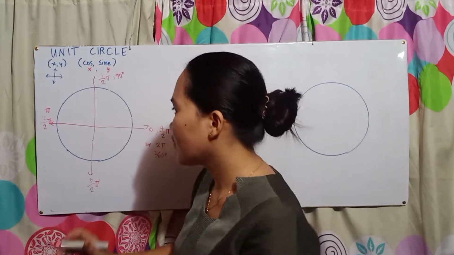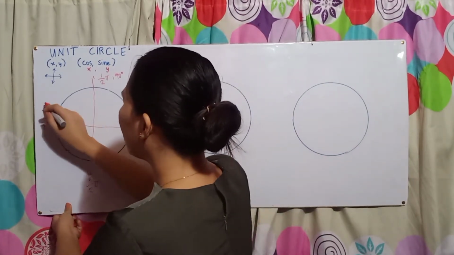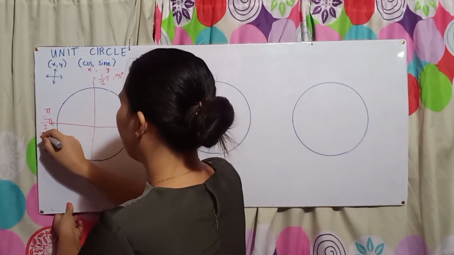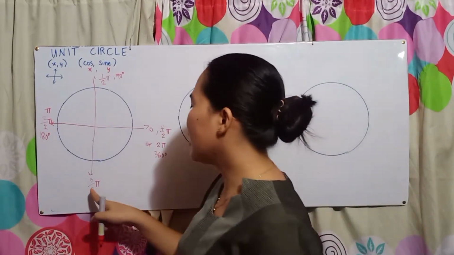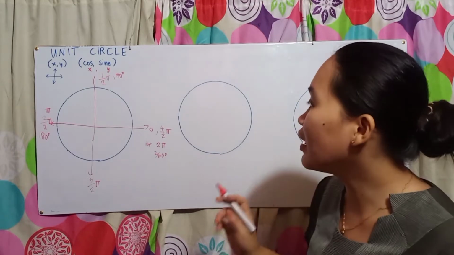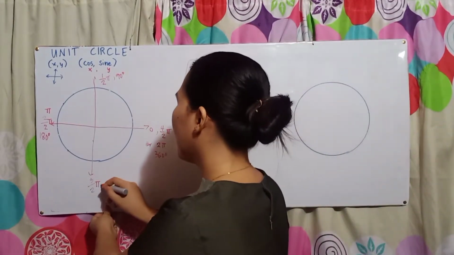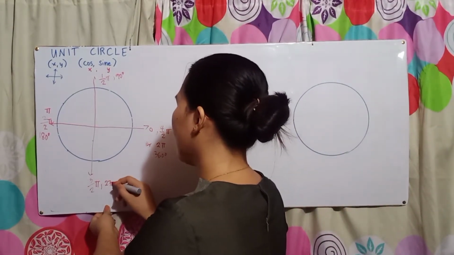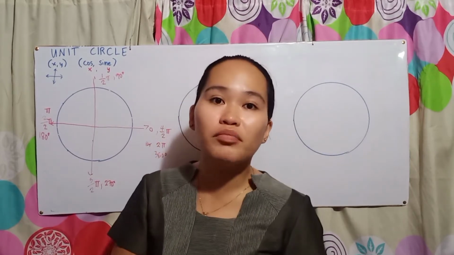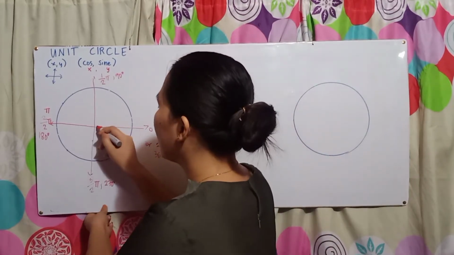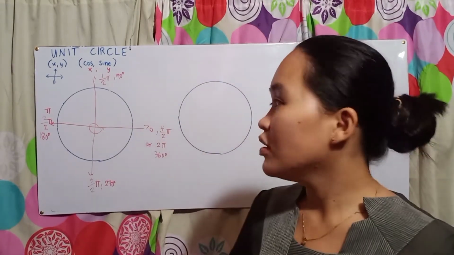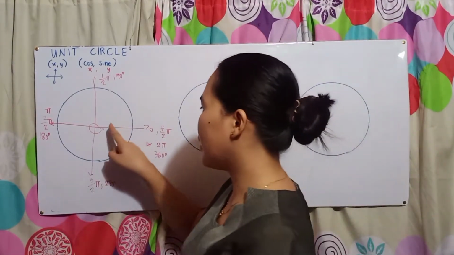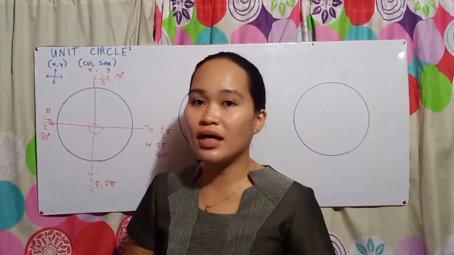Here, 180 degrees, since pi is 180. Here, 3 times 180 divided by 2 is 270 degrees. Take note, this is a positive angle, so its rotation is counterclockwise. For negative angles, the rotation is clockwise.